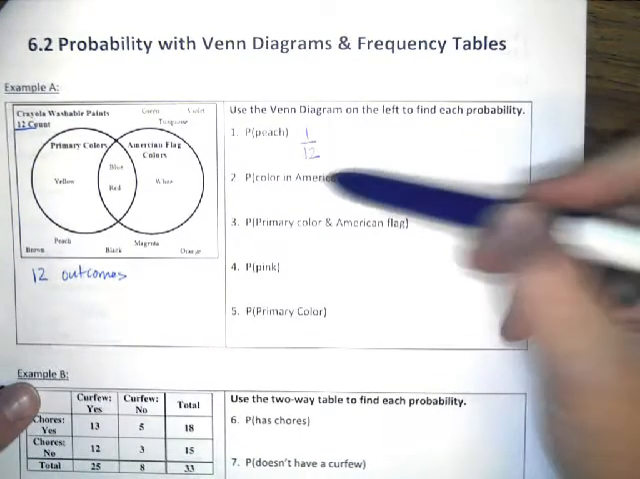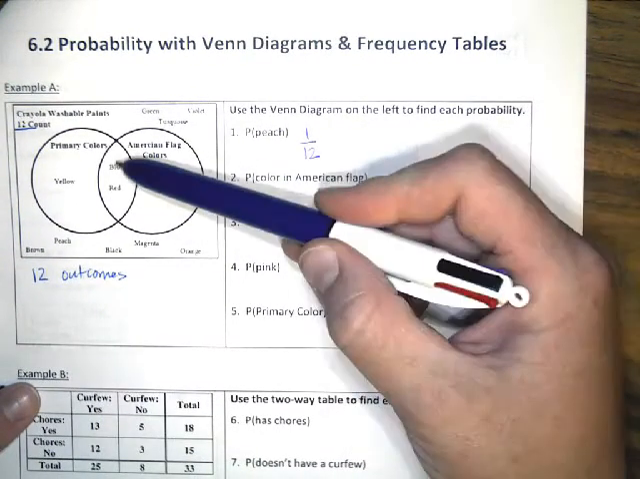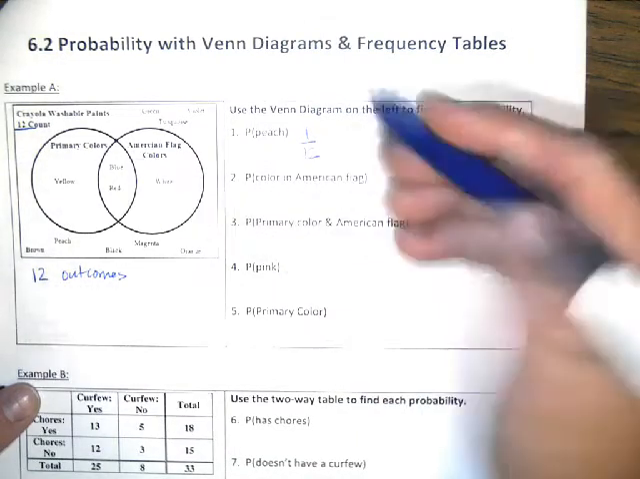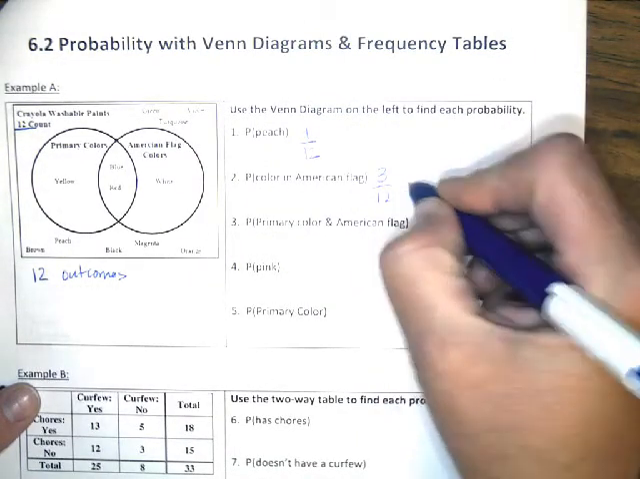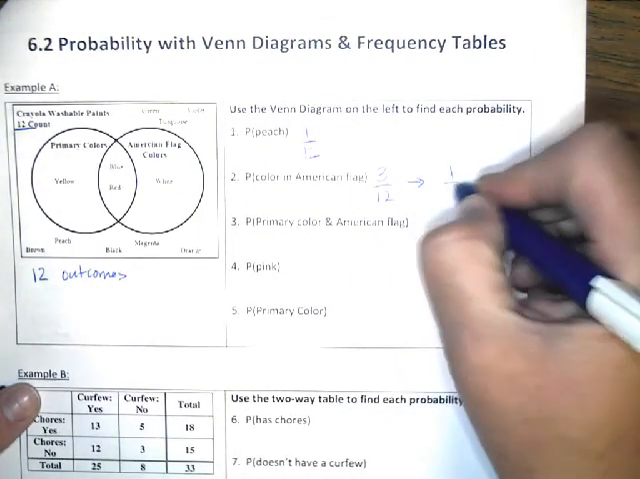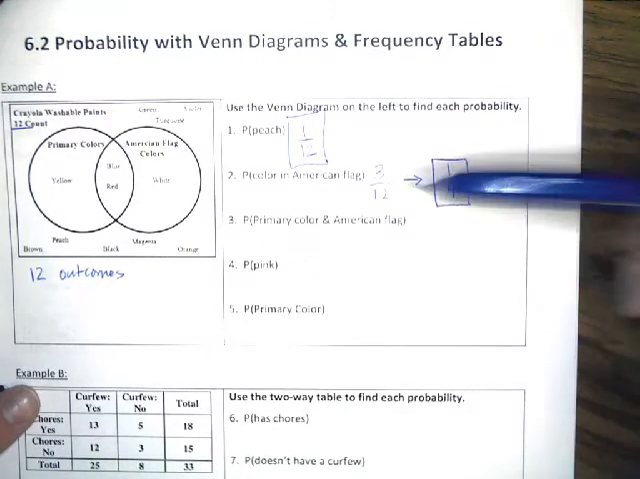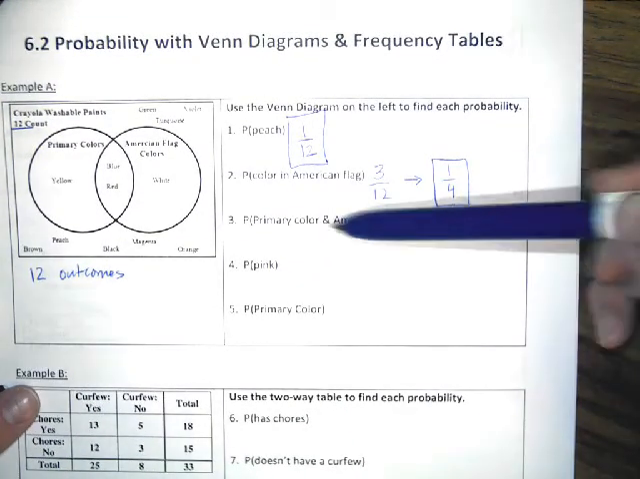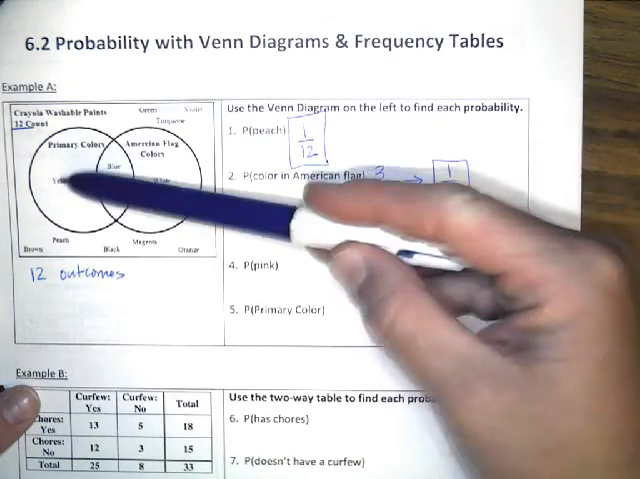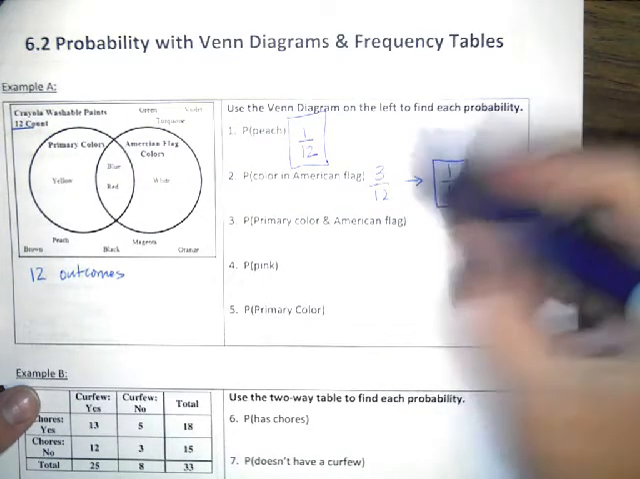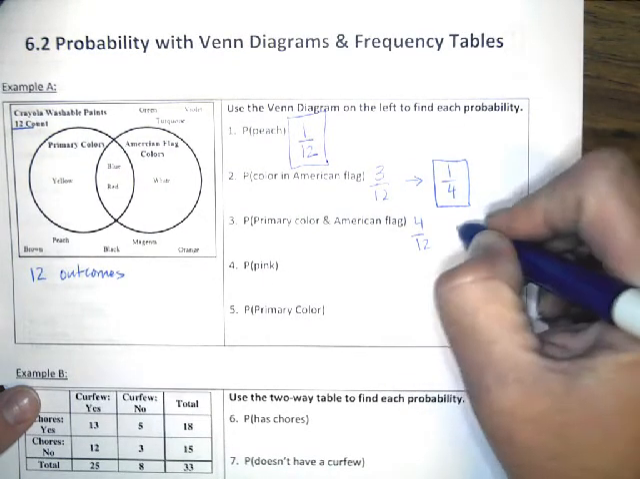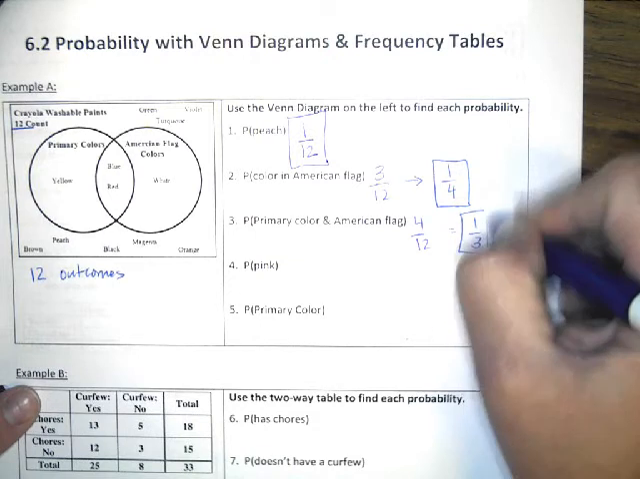So the probability that it's a color in the American flag: the American flag includes red, white, and blue, so that's 3 out of the 12. We're going to reduce that to 1/4. Always reduce your fractions. Okay, the probability that it's a primary color and an American flag color: there's 1, 2, 3, 4 that fall into that out of the 12, so 1/3.